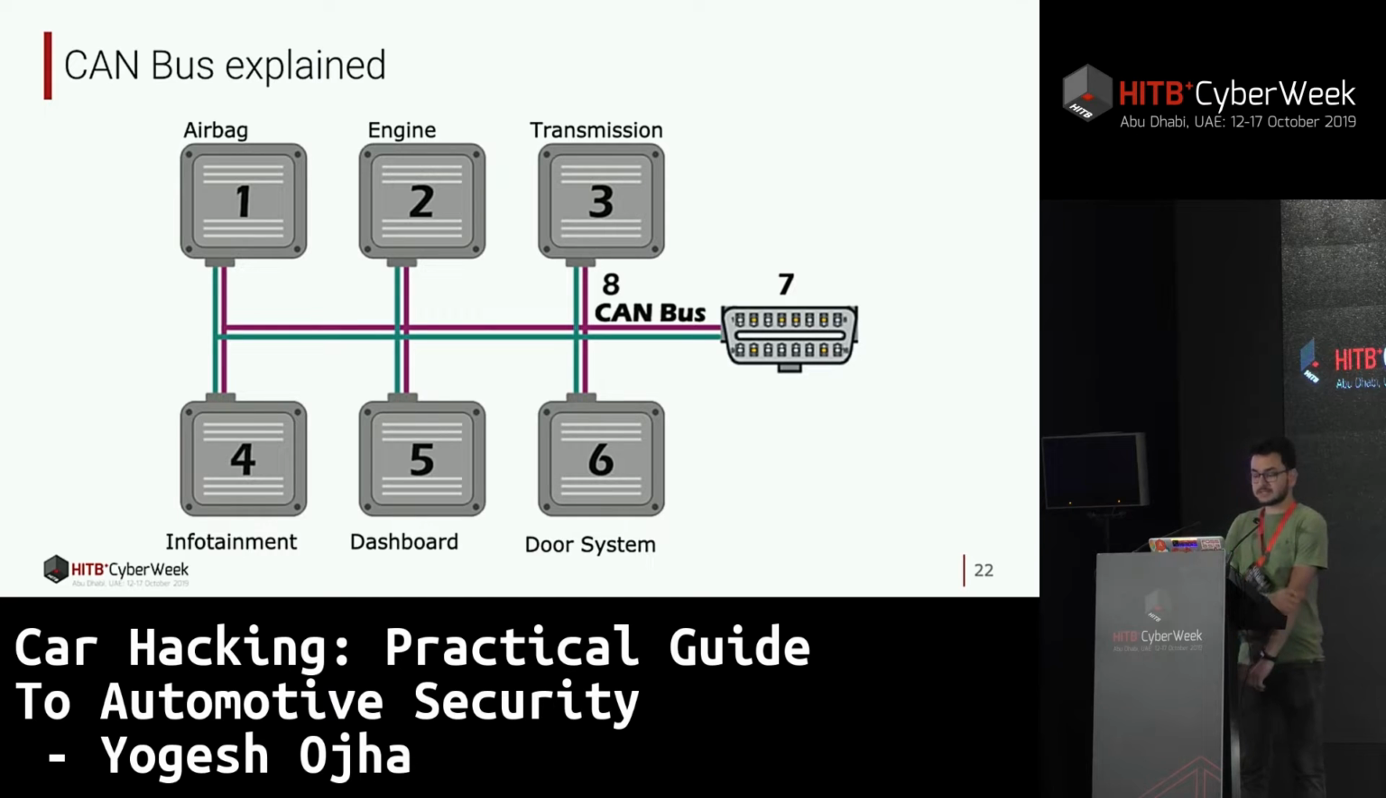And you can even check the resistance. If it is 120 ohms resistance between these two wires, split, that is 60 ohms each, so it's probably a CAN. That's how you identify the CAN bus in a car network.